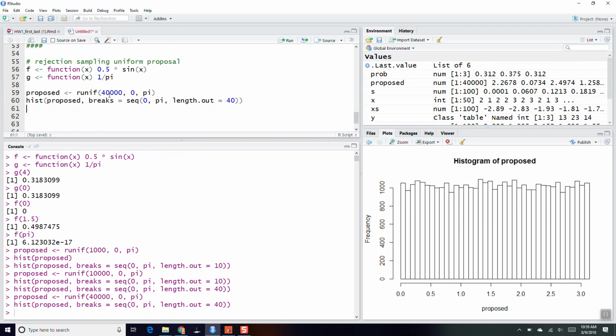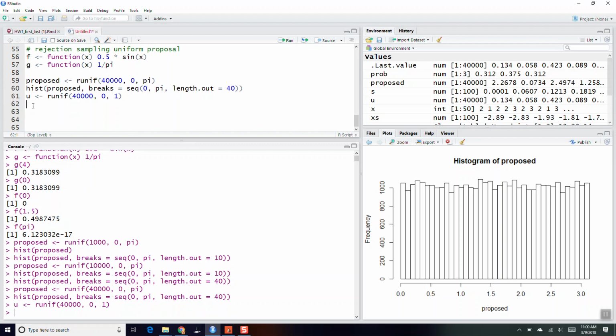Okay. So we're proposing a whole bunch of these values. Now what we want to do is we only want to accept with a certain ratio, right? So we'll do accepted. Here I'm proposing 40,000 values on the interval 0 to pi, okay? And then we'll generate a bunch of u's, which are uniform, and we want 40,000 of these values between 0 and 1, okay?